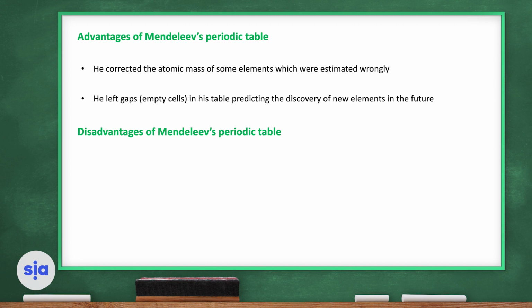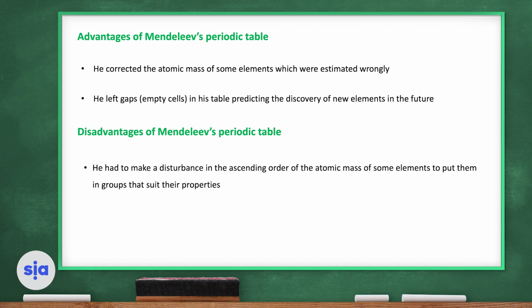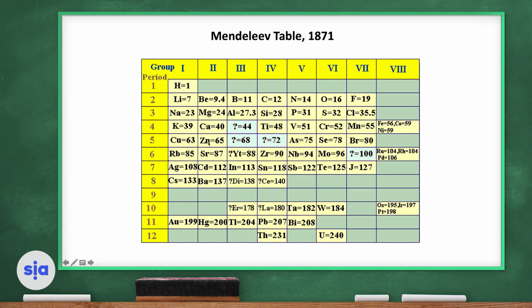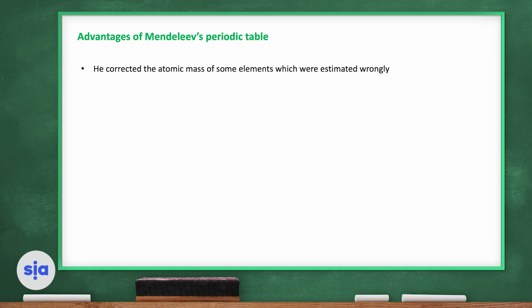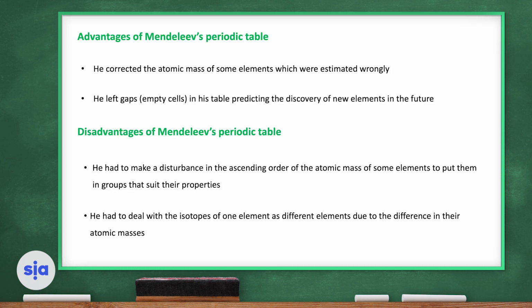The disadvantages were: he had to make a disturbance in the ascending order of the atomic mass to put them in groups that suit their properties. This means that in order to put elements with same properties in the same group, he distorted the ascending order of the atomic mass. And this was a great disadvantage. He had to deal with the isotopes of one element as different elements due to differences in their atomic masses.